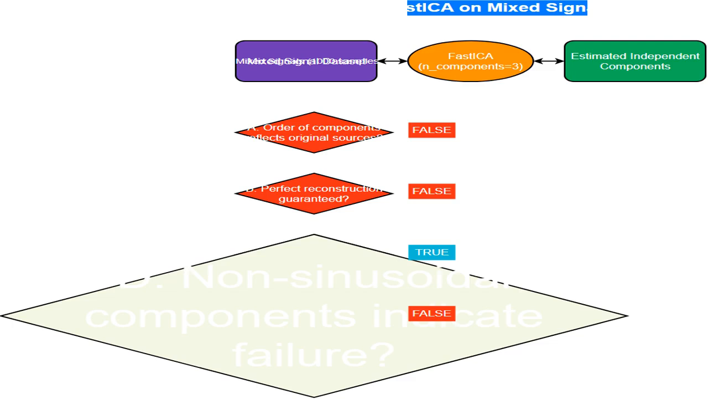I am examining whether non-sinusoidal shapes in the output definitively mean the algorithm failed. I find this to be false, because other independent signals might be present. The algorithm is not always limited to the initially expected sinusoidal shapes.